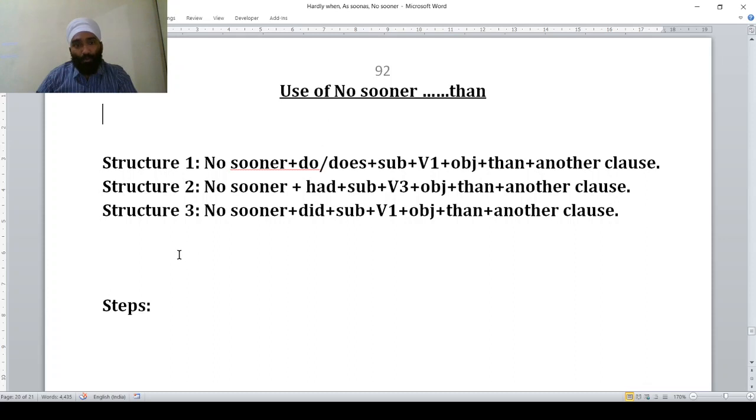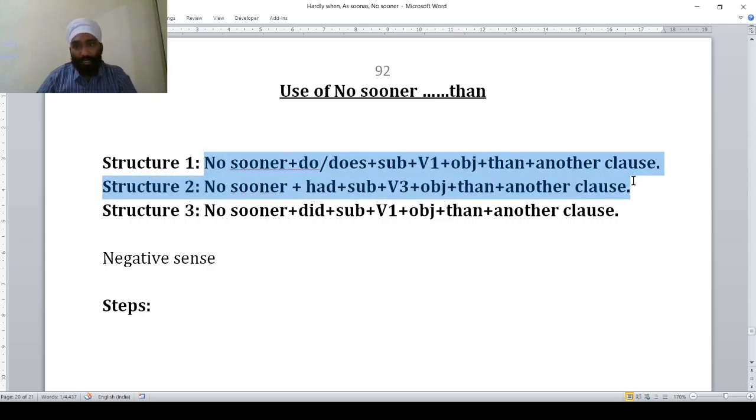And no sooner has a negative sense. This is why we use no sooner in the beginning. Thereafter we use a helping verb. Thereafter we use the subject. And this is the structure for a negative sentence or an interrogative sentence, you can say.